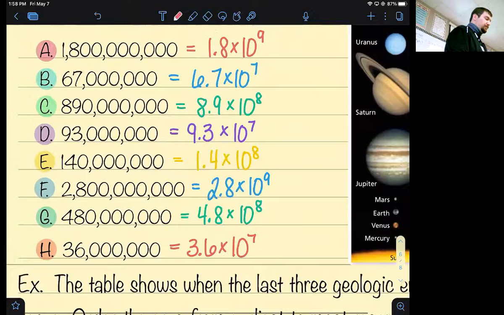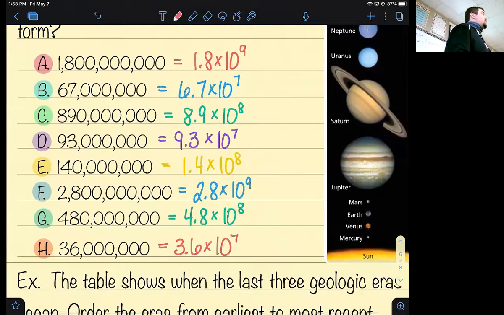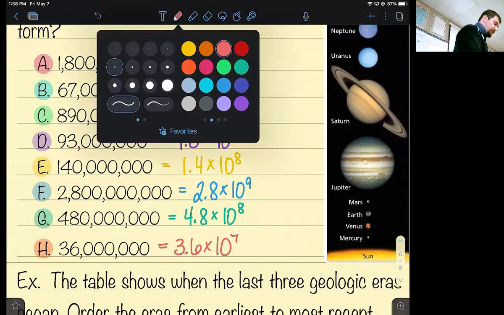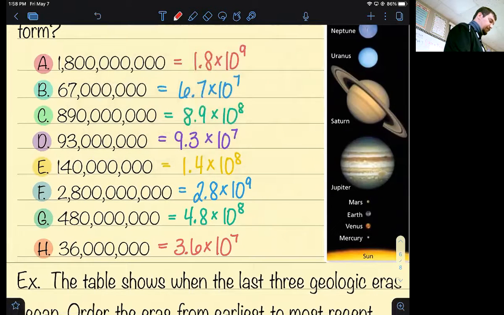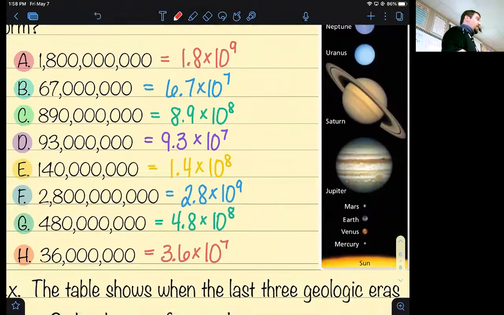All right. Now that the numbers are in scientific notation, we can order them very easily from least to greatest just by looking at the exponents. Trying to think of the easiest way to match them. I could just draw a line, I suppose, and write their names beside it. Yeah, let's just do that. That's easier. Okay, so which number here is the smallest?